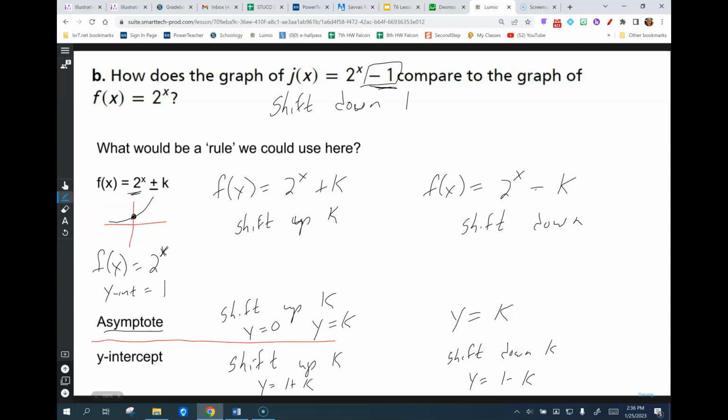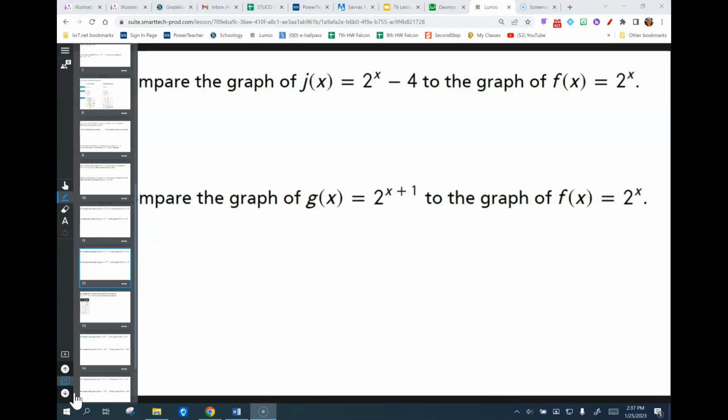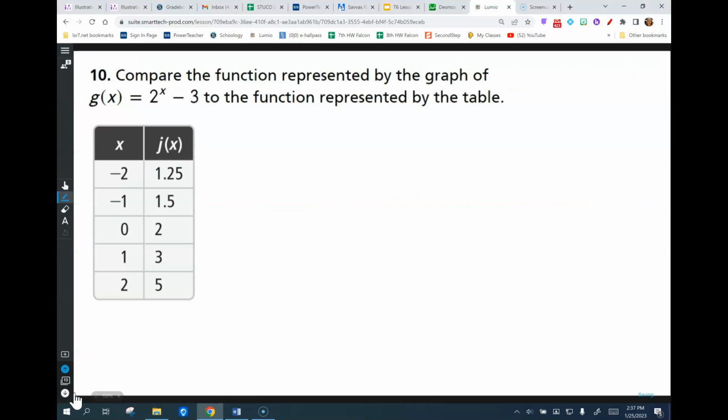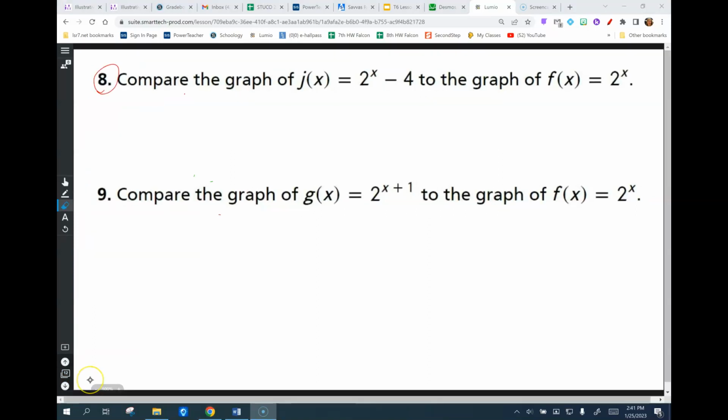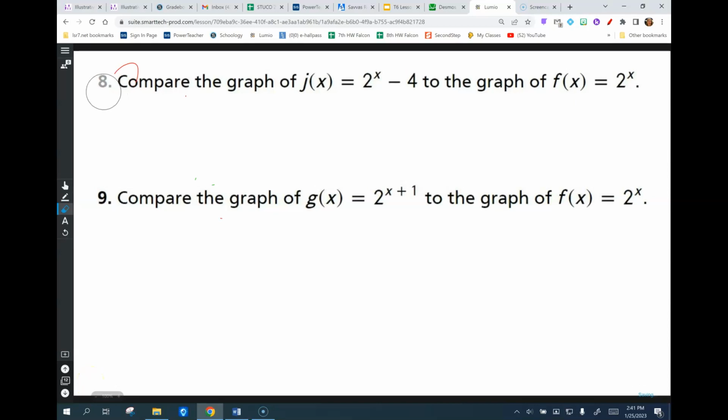So your asymptote changes and your y-intercept changes. Just pay attention that that k is going to affect everything. Okay? So right now I want you to go to page 108, and we're going to look at number 8. What I want you to do is look at this function. What is happening here? Hopefully you realize that you're going to shift down 4. This tells you it shifts down 4.